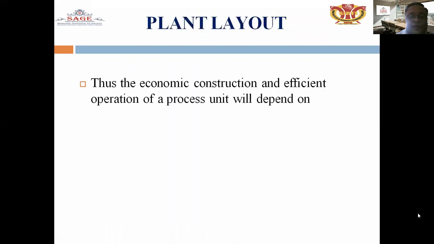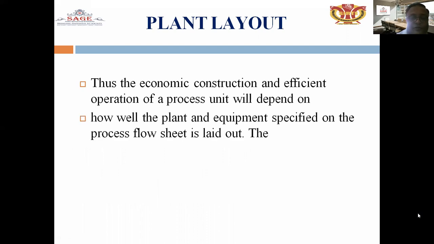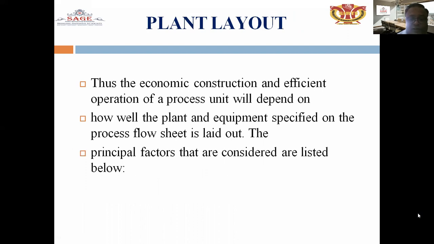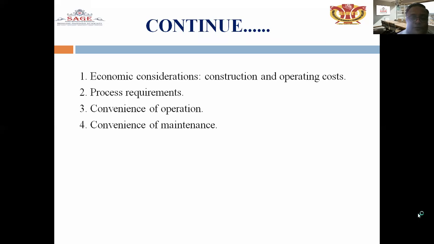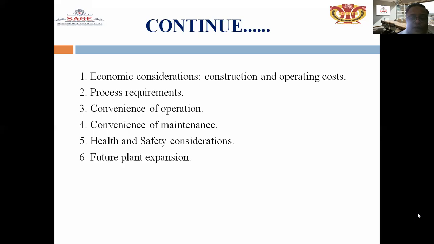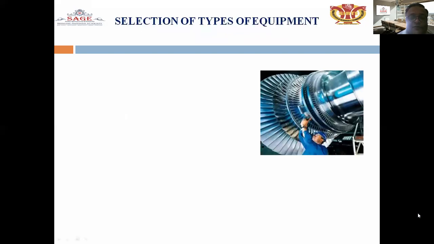Plant layout. The economic construction and the efficient operation of a process unit will depend on how well the plant and the equipment specified on the process flow sheet are laid out. The principal factors considered are listed below. Economic consideration, that is the construction and operating cost, process requirements, convenience of operation, convenience of maintenance, health and safety consideration, future plant expansion, modular construction, and wastage disposal requirements.